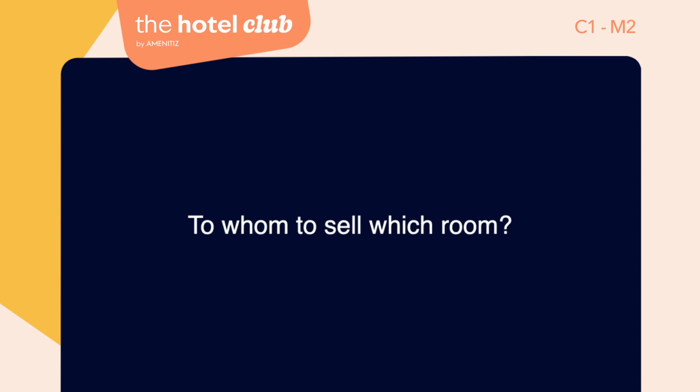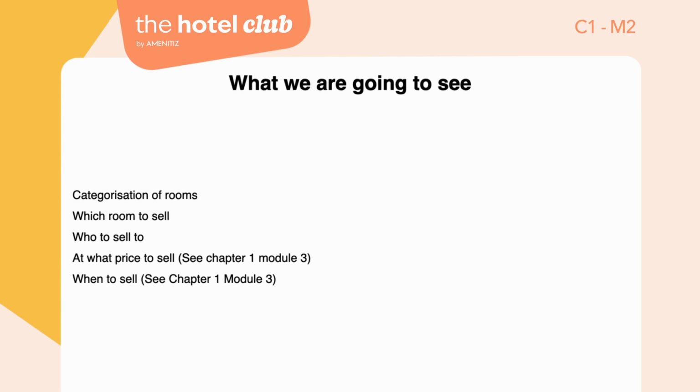Today we're going to continue with segmentation, which is our first big chapter, but we're going to focus on product segmentation, so rooms in your case. I'll give you a quick preview of what we're going to see in this video. To begin with, we'll learn together how to categorize the different rooms that are for sale in your property and assign them to different personas that you created in the first module.